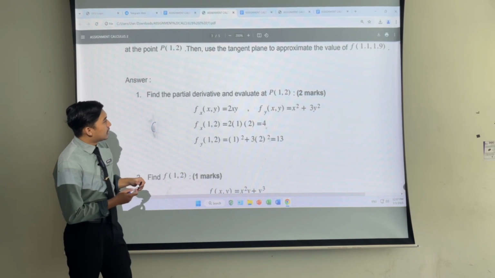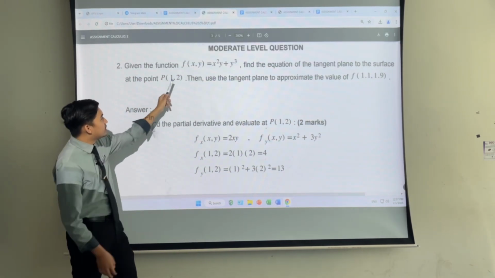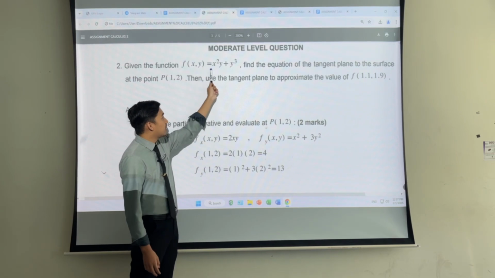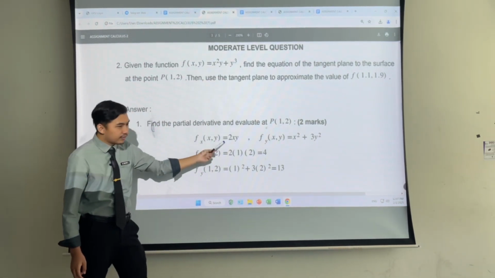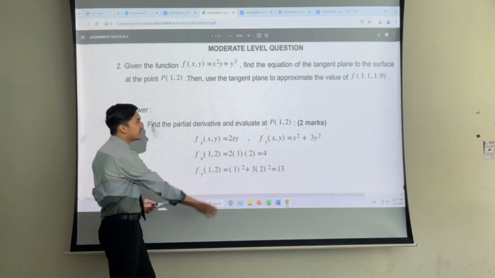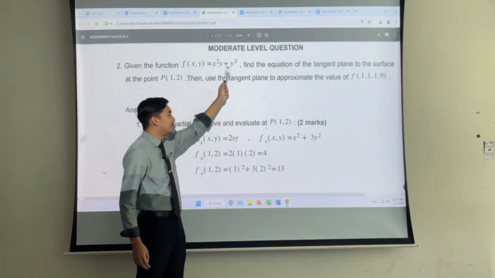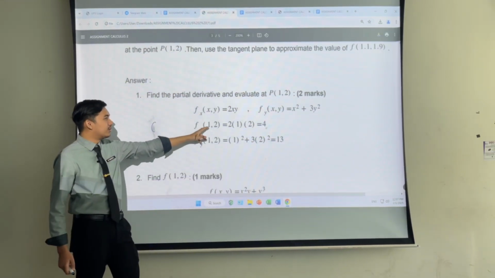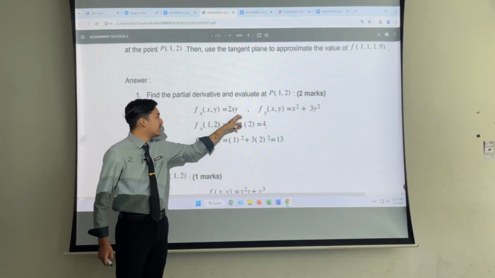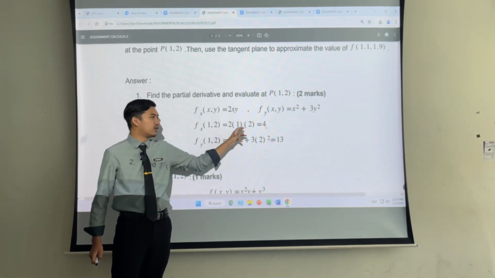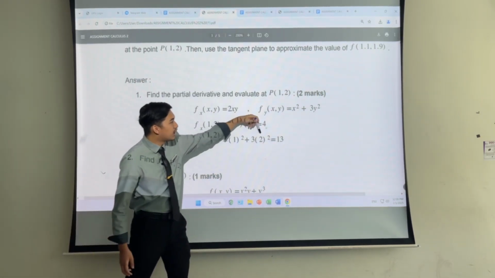How did we get this from the equation? For the x part we took x squared y and differentiated it with respect to x, and for the y part we differentiated with respect to y. Then we substitute the point 1 and 2, where x equals 1 and y equals 2. So the x part we get 4 and the y part we get 13. When you do this, you get 1 mark and 1 mark.